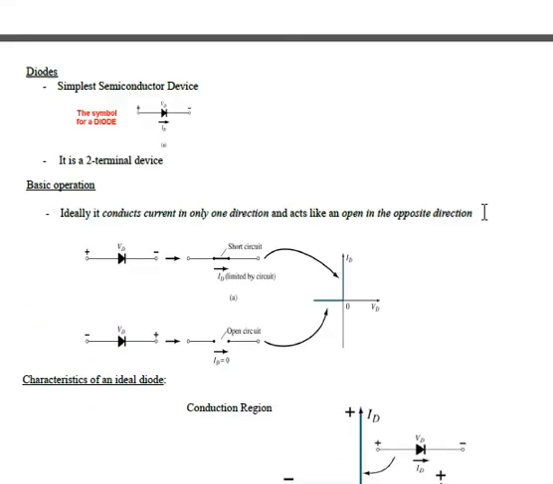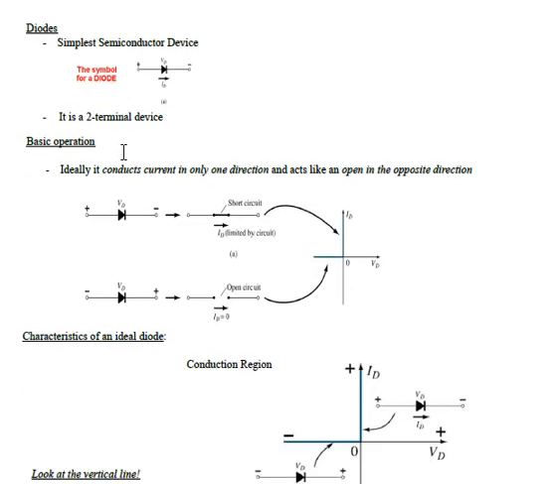Okay, so now, the diode is the simplest semiconductor device. It is represented based on this diagram. If you see this diagram, this is called a diode. Why is it called a diode? It's because it has only two terminals, and it operates the same as a switch. It is a two terminal device.